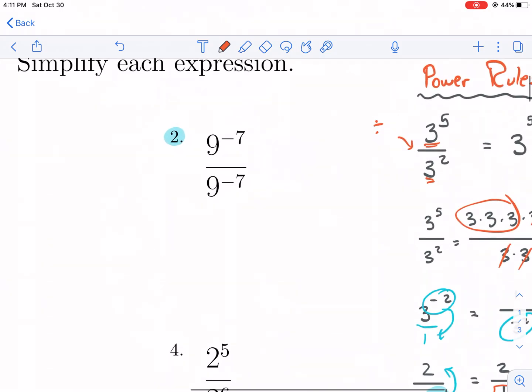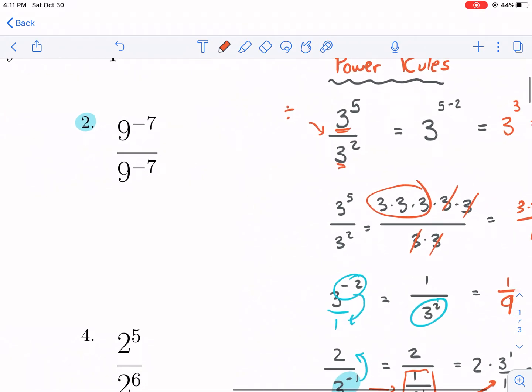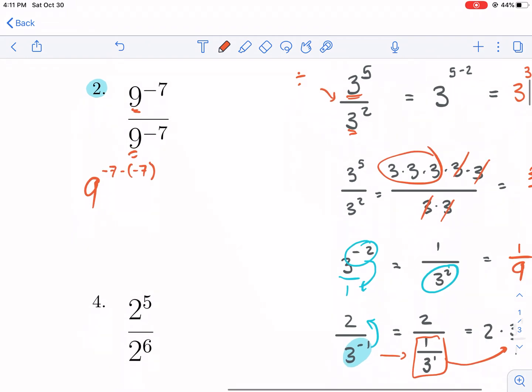So let's go ahead into these problems. First, we see 9 to the negative 7 over 9 to the negative 7th. The first thing I said is that we can subtract the exponents, so we can have 9, because the bases are the same, negative 7 minus a negative 7. Okay, you can subtract exponents with the quotient rule. I didn't list that out specifically for the vocab, but that's what it is.